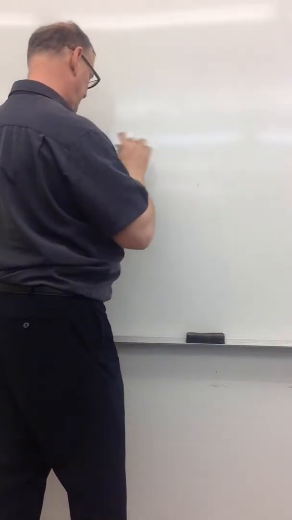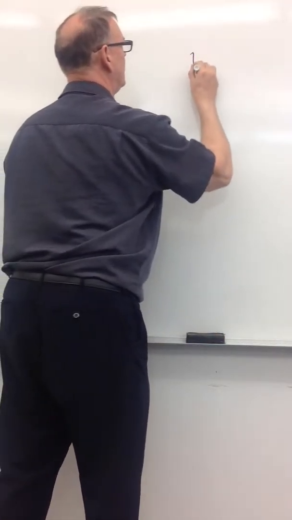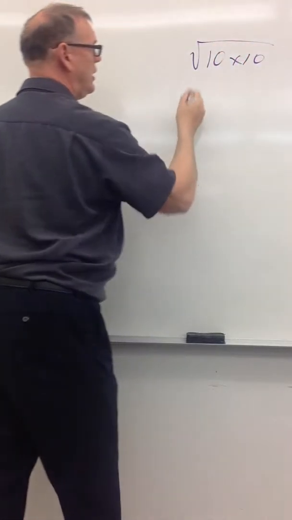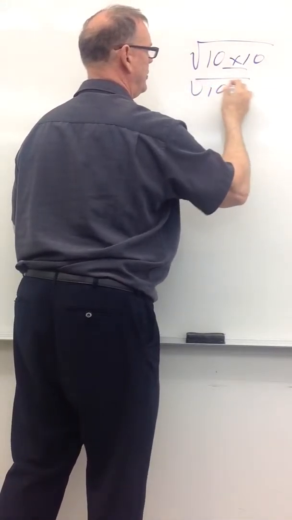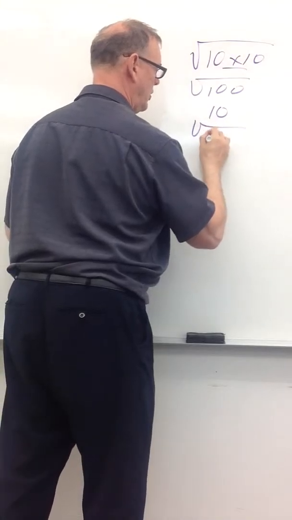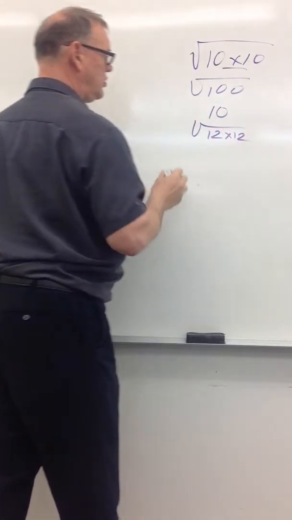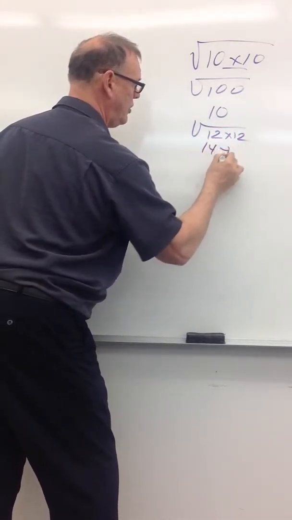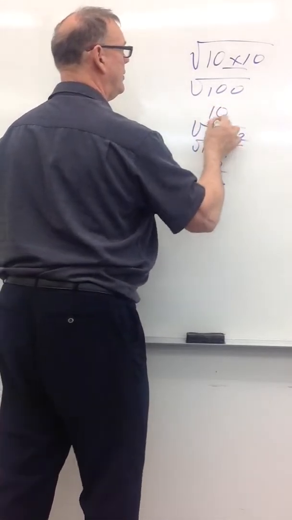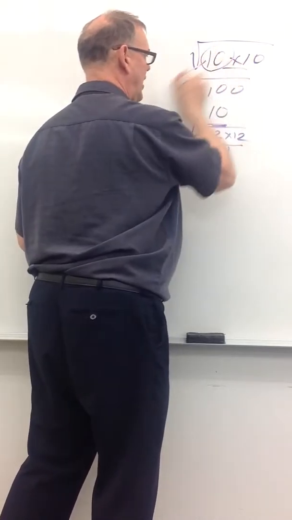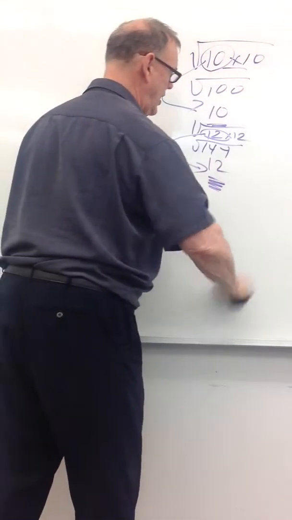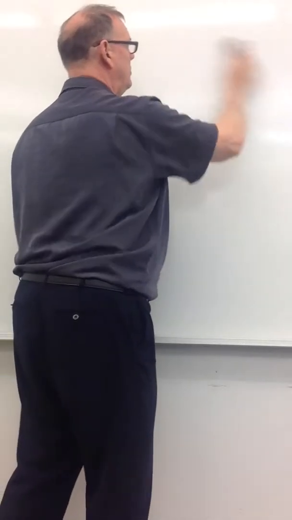Number 4. What's the square root of 10 times 10? Well, it's the square root of 100. What's the square root of 100? 10. What's the square root of 12 times 12? Well, 12 times 12 is 144. What's the square root of 144? 12. And you can see that the answer is actually embedded in the question. Okay? There we go.